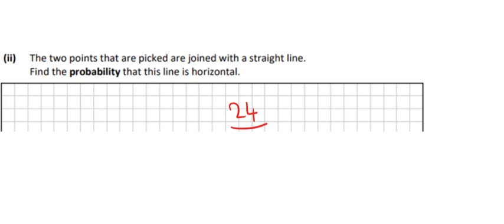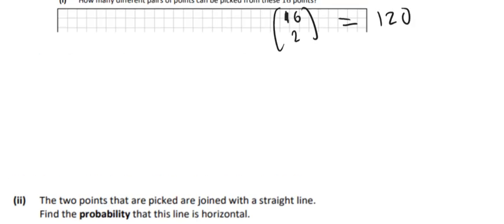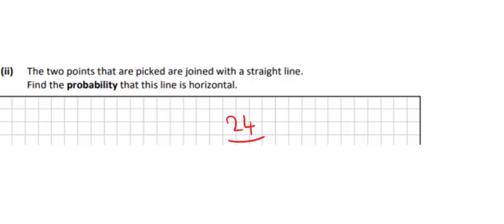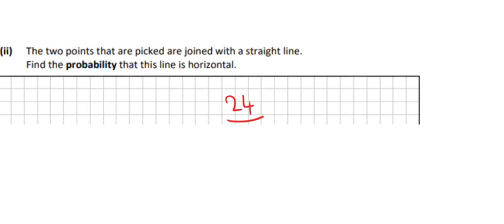And then that's just out of the total. So the total ways there was to draw is 120. We found it in the first one. So 24 out of 120, and that's the same thing as 1/5. And that's all for that part.